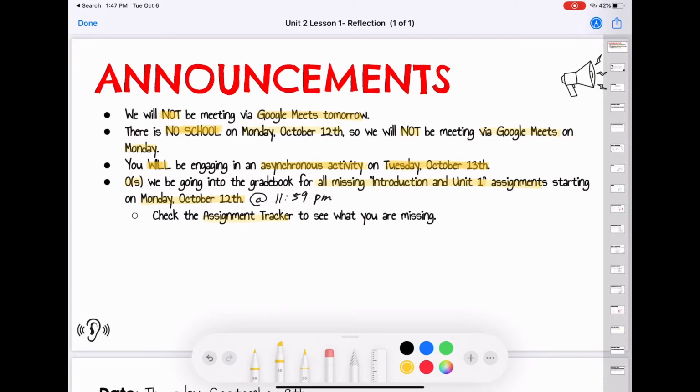Right now, on your progress report number 1, you did see a very high grade. This is because if you were missing any assignments, I just marked off missing assignment and did not input a 0. However, once I start inputting those zeros, your grade will significantly go down if you do not submit those assignments, specifically those assignments from the Introduction and Unit 1, by Monday, October 12th. If you have any questions or concerns about this, please reach out.